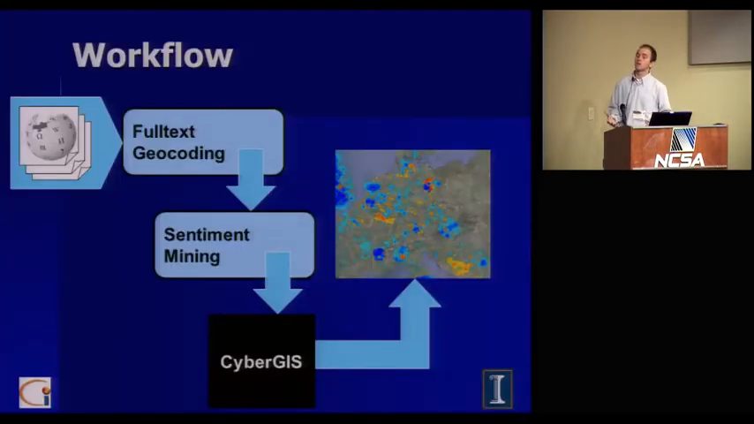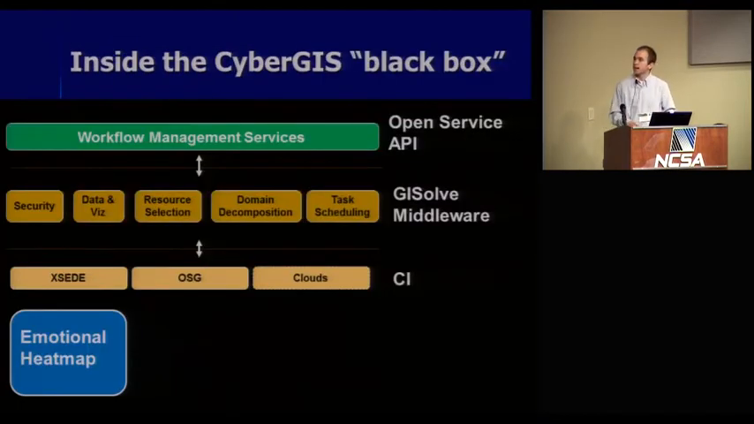So essentially the workflow that Kalev is describing is that he takes a huge amount of text, something like Wikipedia. He pushes it through his full text geocoding module, passes it through sentiment mining, sends it to this black box called CyberGIS, called GISolve, and out pops this kind of cool looking heat map, right? So my job in this presentation is mostly to peer inside the CyberGIS black box.